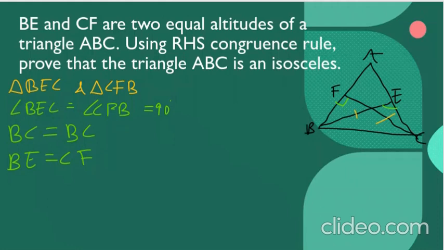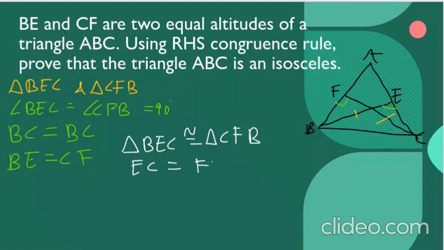So by RHS, what can I say? I can say that triangle BEC is congruent to triangle CFB, right? If I take CPCT, I will get EC is equal to FB. EC and FB, these two sides are equal as per CPCT. So I got this part, but I need AF and AE also, right? How will I find that out?